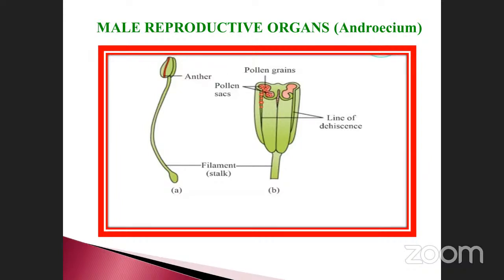What is that? A chamber is there in each of the four corners. It looks like a tetrasporangiate structure. Tetrasporangiate means four-lobed structures. But when it undergoes the maturation process, the cross wall completely degenerates. As a result, it looks like two chambers. That's why it is called dithecous. Okay.